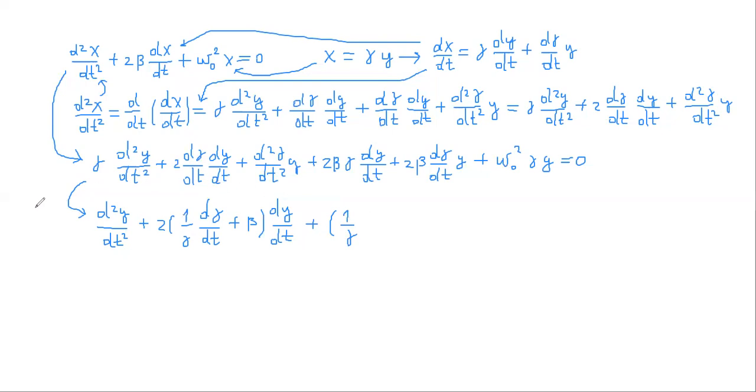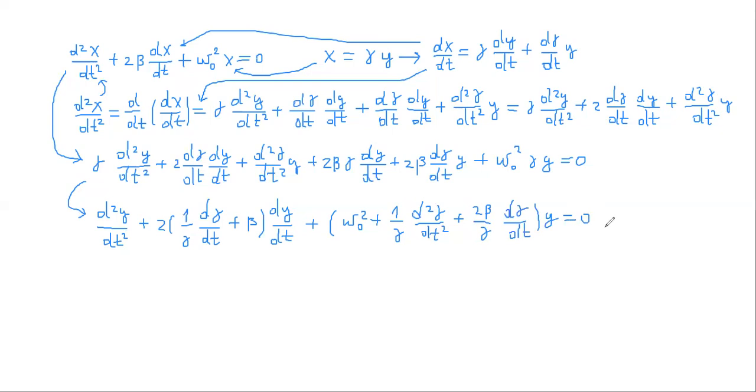Or maybe it is better to write in this way: omega 0 to the power of 2 plus 1 divided by gamma d2gamma by dt2, and plus 2 beta divided by gamma dgamma by dt, times y, and this is equal to 0.